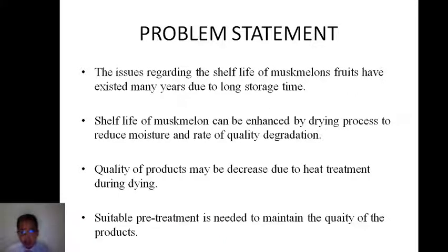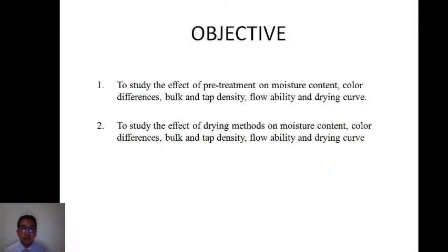Then we go to the problem statement. The issue regarding the shelf life of muskmelon fruit has existed for many years due to long storage time. Shelf life of muskmelon can be enhanced by a drying process to reduce moisture and rate of quality degradation. Quality of product may decrease due to heat treatment during drying. Suitable pretreatment is needed to maintain the quality of products.